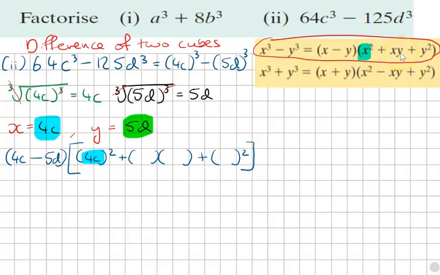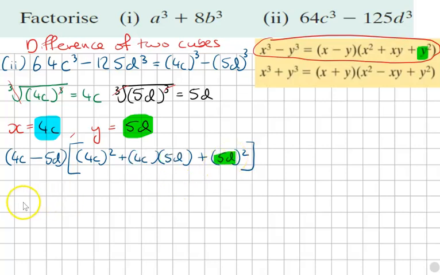Then the x and the y are stuck together. So that's why we have the two sets of brackets stuck together. So we replace the x for 4c and we replace the y with 5d. And we'll multiply them in the next step. And then we have y at the back, y squared. So replacing that with 5d.